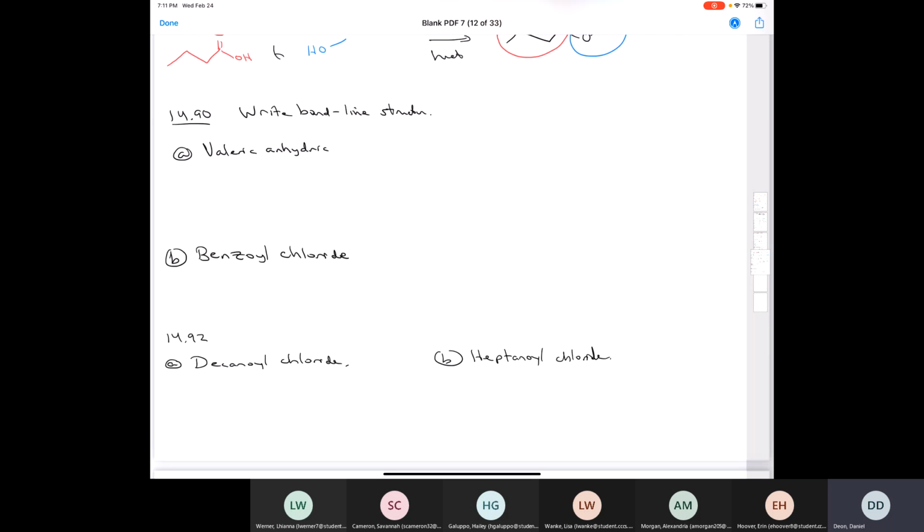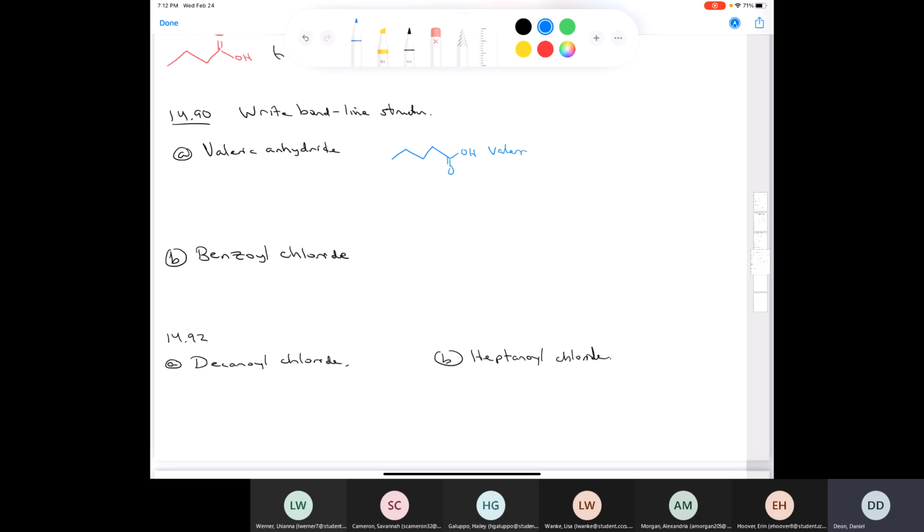All right, let's take a look at the first one. We have valeric anhydride. So where's my black pen here? Valeric anhydride. There we go. So if we have a 5-carbon carboxylic acid, so 1, 2, 3, 4, 5, this would be valeric acid. And so valeric anhydride is when we have our anhydride. Then we have 1, 2, 3, 4, 5 carbons here. 1, 2, 3, 4, 5 carbons there.